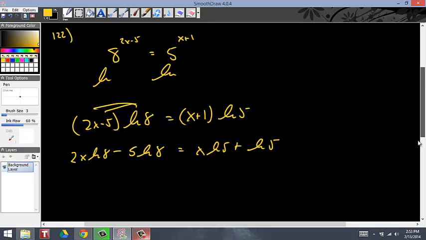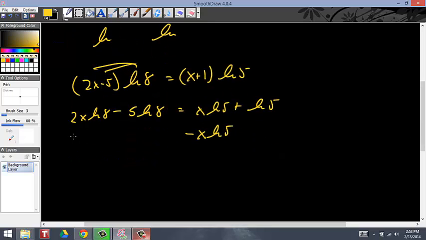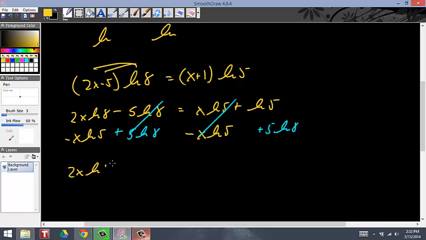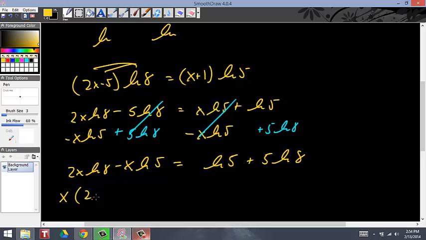Let's move the x's over. Minus x ln 5 on both sides. I'm going to change colors here into this sky blue. Plus 5 ln 8 on both sides. That's gone. That's gone. I end up with 2x ln 8 minus x ln 5 equals ln 5 plus 5 ln 8. Now what? Factor out an x: x times (2 ln 8 minus ln 5) equals ln 5 plus 5 ln 8.